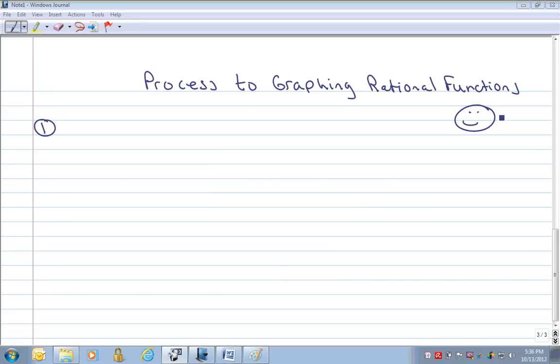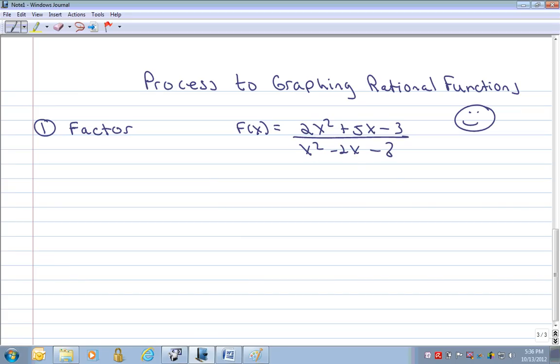The very first thing we would do in graphing rational functions is take the problem that you have and factor everything that you could. So the first thing you want to do is factor. That's going to help us whether we factor the numerator and the denominator. It's also going to make us aware if we can possibly simplify the function that we're given. So I'm going to give us a function to work with. This is f of x equals 2x squared plus 5x minus 3 over x squared minus 2x minus 8. We're going to factor that out. Factor the top, and we'll factor the bottom.